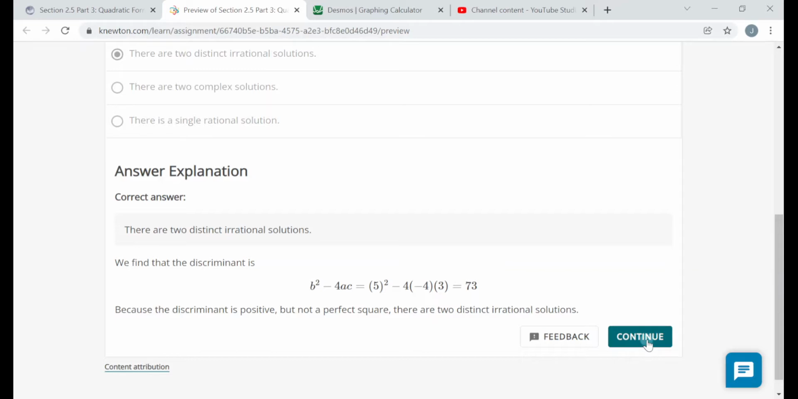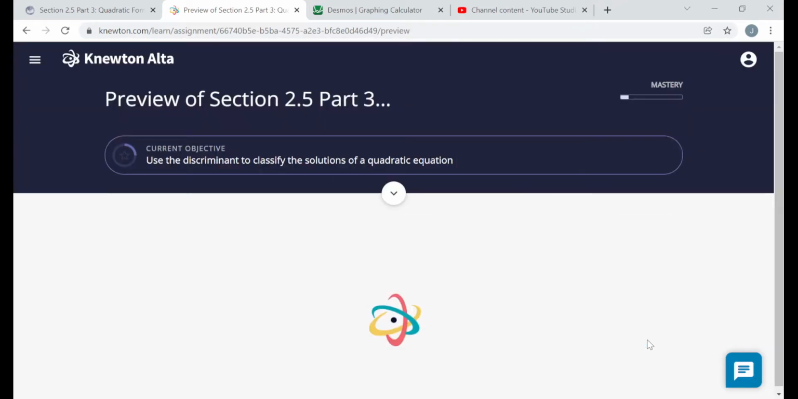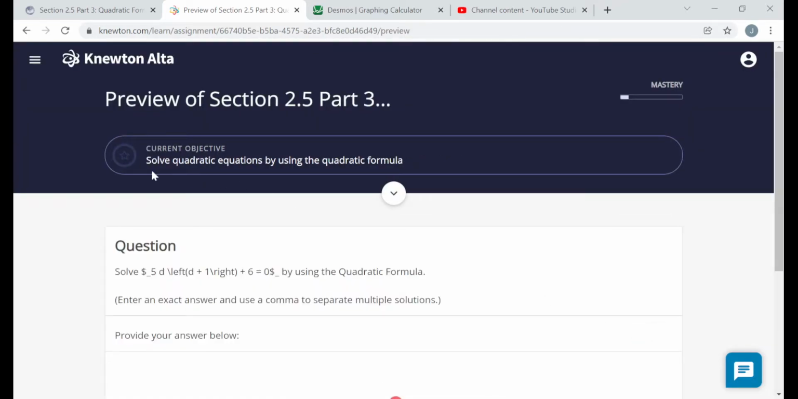All right, next question. So this objective is actually find the solutions. But remember the first thing, if you're going to use the quadratic formula, the first thing you must do is put the equation in that standard form. Everything on one side, 0 on the other side, and no parentheses, everything's multiplied out. You've got a quadratic term plus a linear term plus a constant term equals 0.